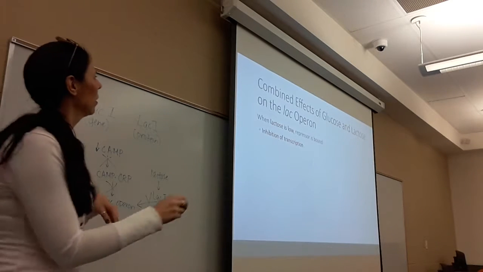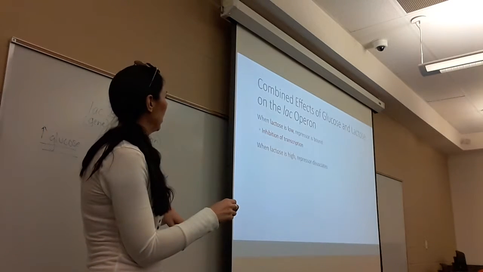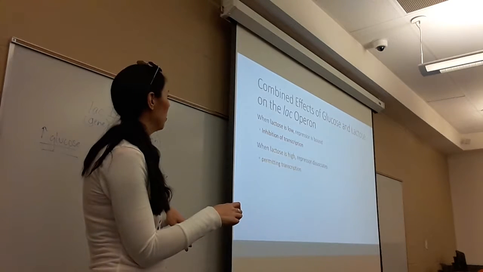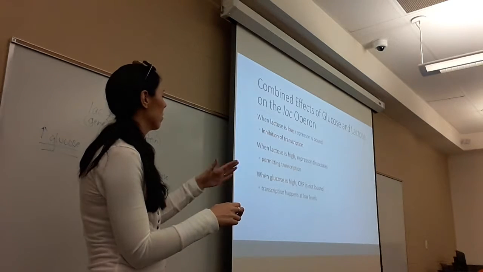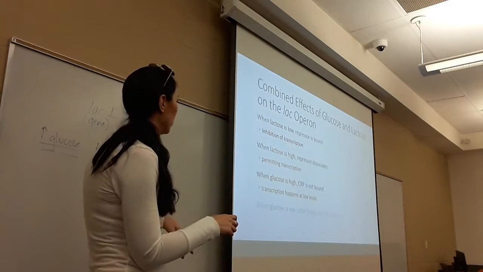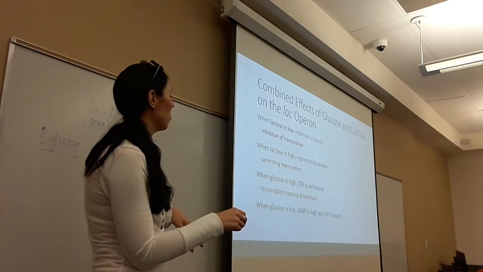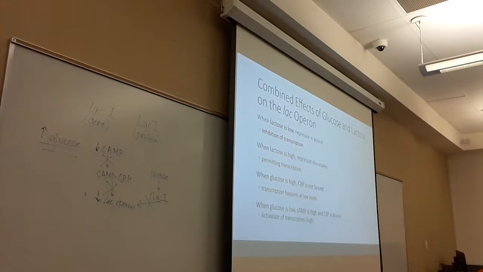So overall, lactose is low, repressor is bound, no transcription. Lactose is high, repressor dissociates, transcription is permitted. If glucose is high, CRP is not bound, little bit of transcription. We run out of glucose, glucose becomes low, cyclic AMP is high, CRP is bound, lots and lots of transcription. More questions about the lac operon before we move on to the trp operon?